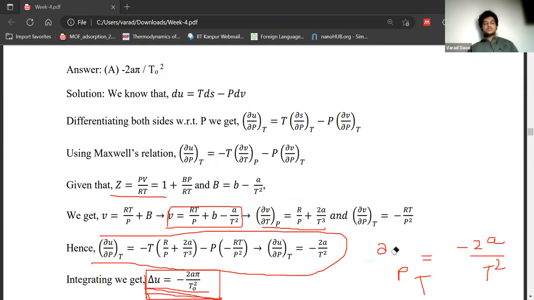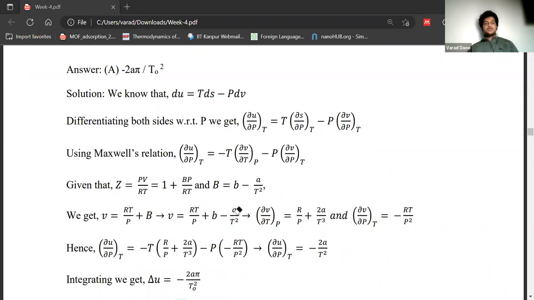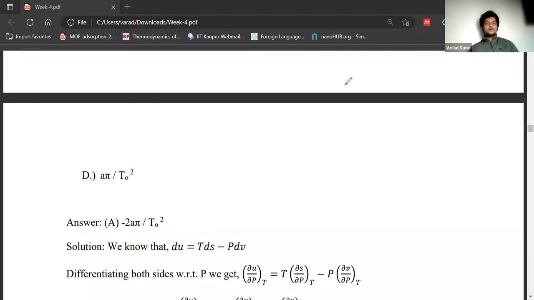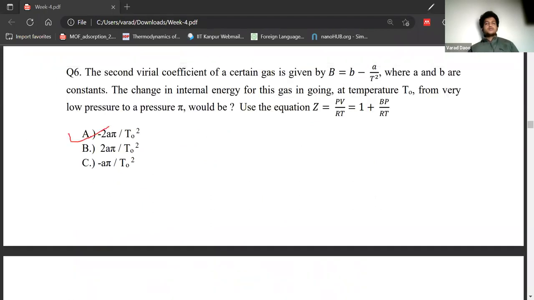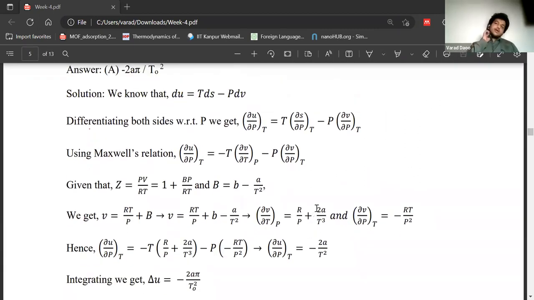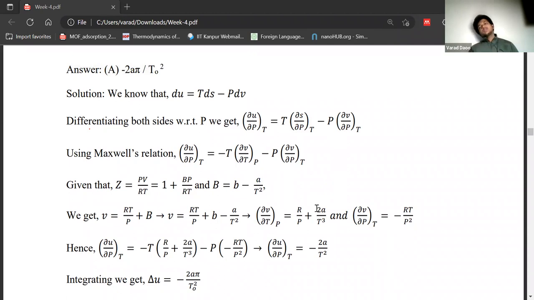Anybody has any question on this? Anybody has any doubt in this question or this solution? They can ask. So the correct answer is option A. Anybody has any question? I'll give you a couple of minutes. If anybody has any question, they can ask. And the other students, if anybody would like to write it down, they can write it down as well.